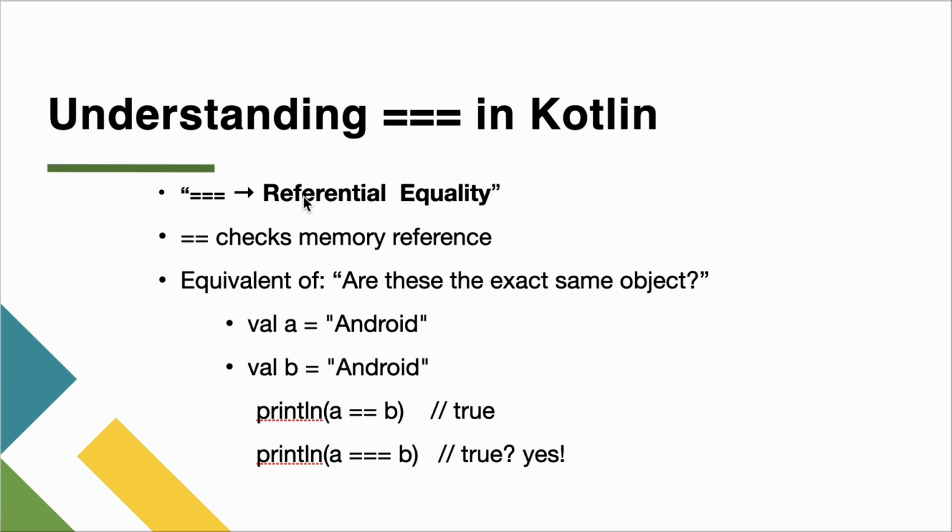So why is a triple equals b true here? Because Kotlin internally interns string literals. They point to the same memory location, but don't depend on this behavior. It's not universal for all objects. It is not necessary that a triple equals b will always be true.